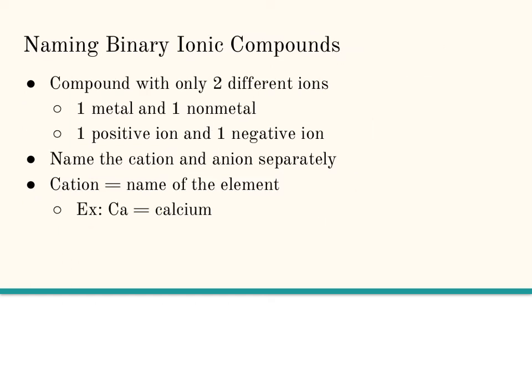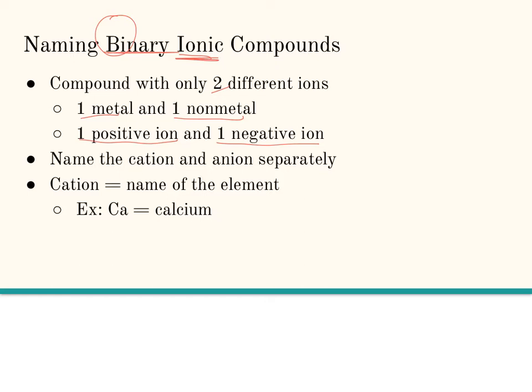So, moving on to naming ionic compounds. The first type of ionic compound we're going to talk about naming is a binary ionic compound. The prefix bi means two, and so by definition, a binary ionic compound is a compound with only two different ions. So the binary part of the name refers to the fact that there are two ions. The ionic part, as we've talked about with ionic bonding, means that one of those ions is a metal, one is a nonmetal, or we could say one is a positive ion and one is a negative ion.